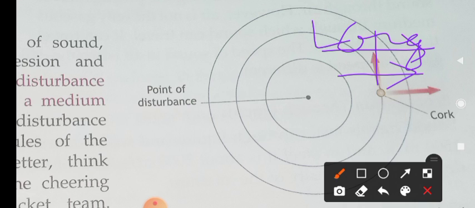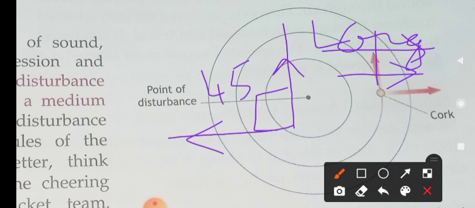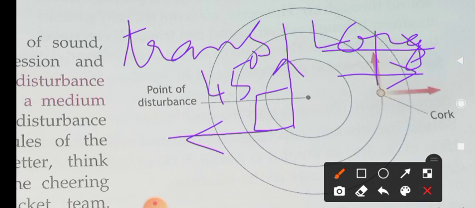Do you understand? In the case of light waves, light also travels in waves, but in a different way. If the particles are vibrating in this direction, the light waves will travel in a direction which makes an angle with the particles' direction. This is called transverse waves. So sound travels as longitudinal waves and light travels as transverse waves.